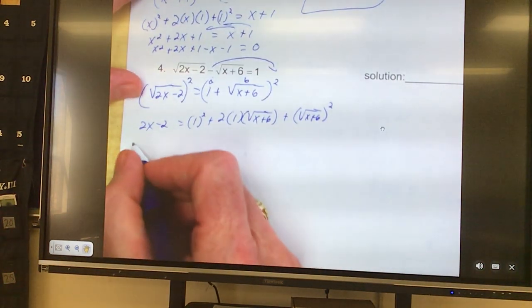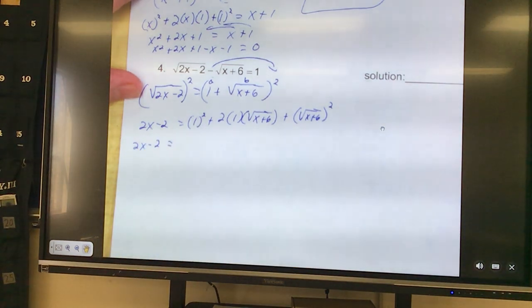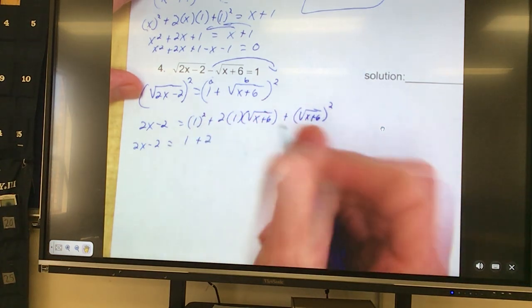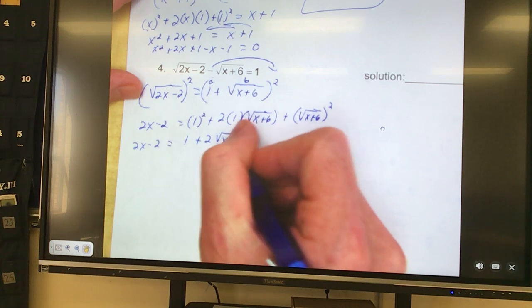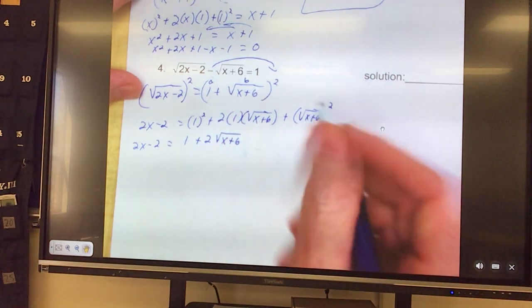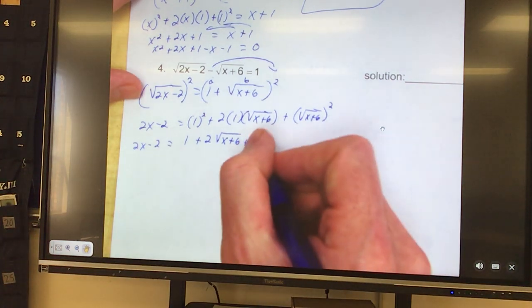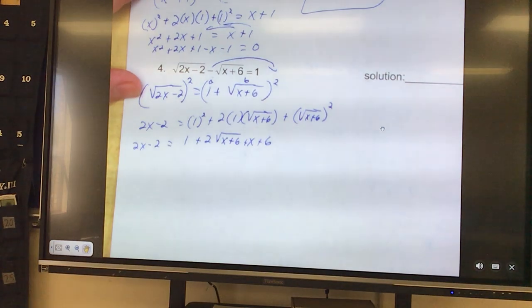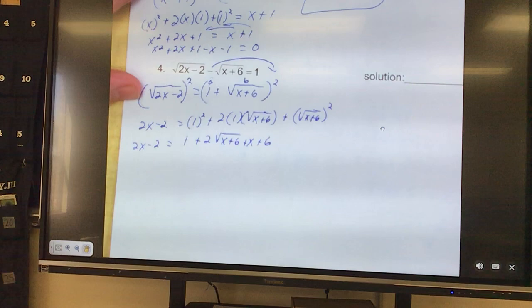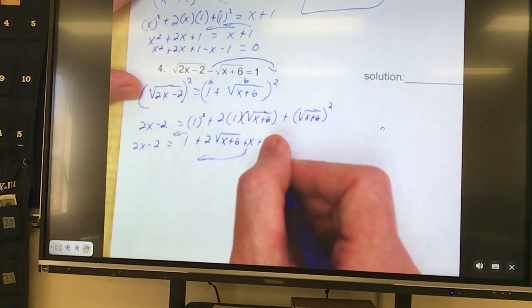We have 2x minus 2 equals 1 squared is 1. 2 times 1 is 2, square root x plus 6. Over here I have square root of a square, so it just drops it. So plus x plus 6. Now I see that I have a square root left and there's a 2 attached to it, so I'm going to move everything else to the other side. So everything else has got to go.